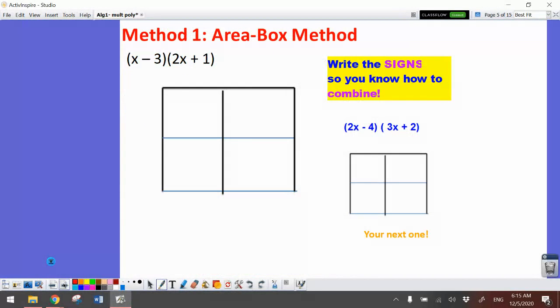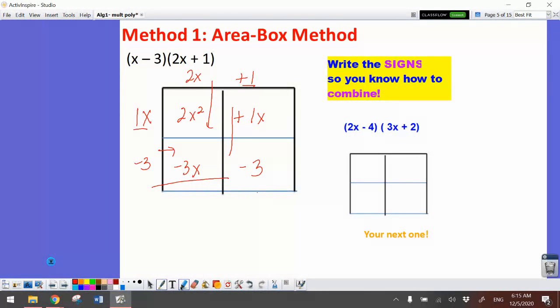Okay, let's do another one. X minus 3, 2x plus 1. And remember, we're going to write our signs. And remember, this is a 1. So 1 times 2x, that's a 2x squared. And 1x times positive 1, that's a positive 1x. Now I'm going to go to this bottom box, so I'm coming down this way. 2 times negative 3, that's a negative 3x. And my last box, coming here, that's going to be a negative 3.